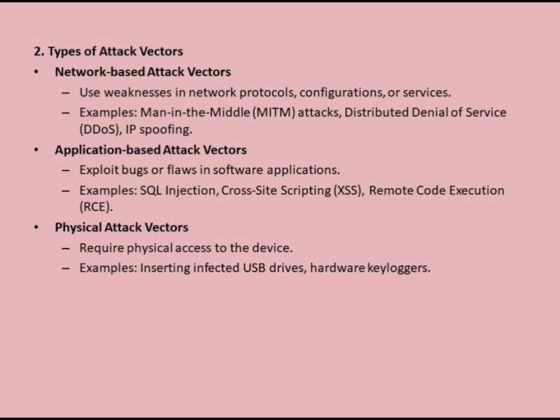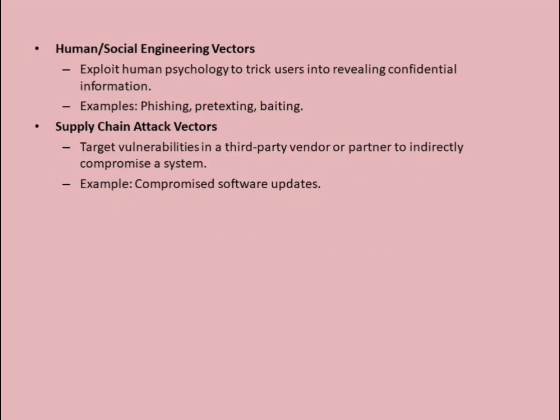Physical attack vectors. These require the attacker to have direct access to the device. Examples: plugging in an infected USB drive that installs malware. Installing a hardware keylogger on a keyboard to capture everything you type. Real-life example: an employee finds a free USB outside the office, plugs it in, and unknowingly installs spyware.